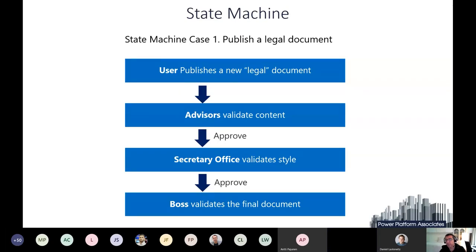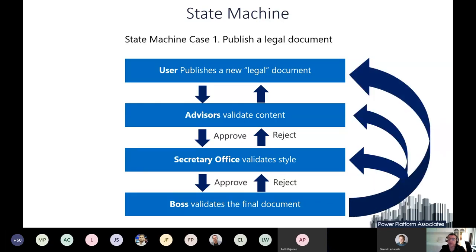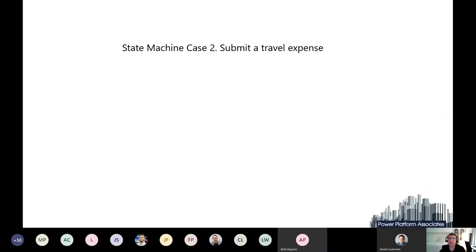So this is easy to implement with Power Automate. The thing is, if people reject, you need to get back to the previous action. That's why we need a state machine. Even worse, the boss can redirect to the secretary, to the advisor, to the publisher. So that's not easy to implement in Power Automate.